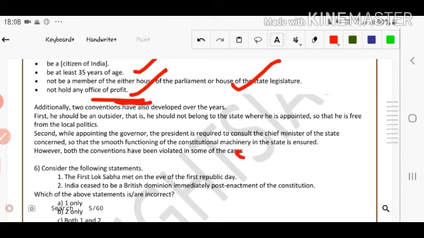Both conventions have been avoided in some of the cases. That's why it has not always been followed, otherwise not at all.